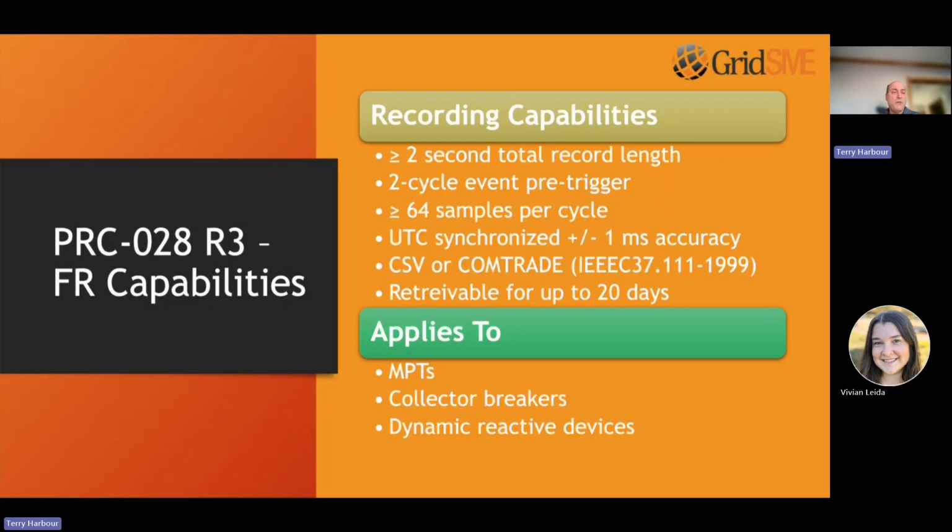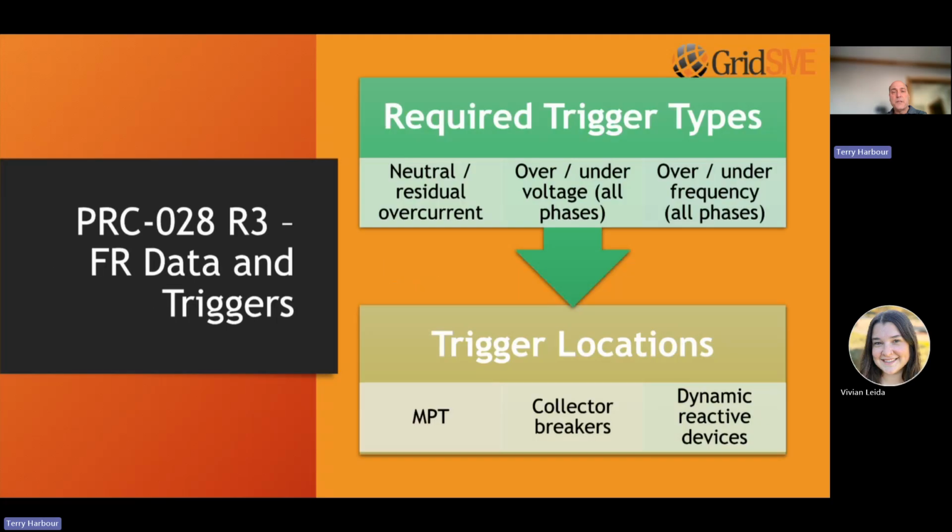Requirement 3 is still your fault recorders, but these are the capabilities. NERC is going to want to make sure that you have a 2-second record length, that you have a 2-cycle pre-trigger, that you can sample at 64 samples per cycle, that you're time synchronized at plus or minus 1 millisecond of accuracy, and that you can put data out in CSV or COMTRADE formats, and that data can be retrievable for up to 20 days.